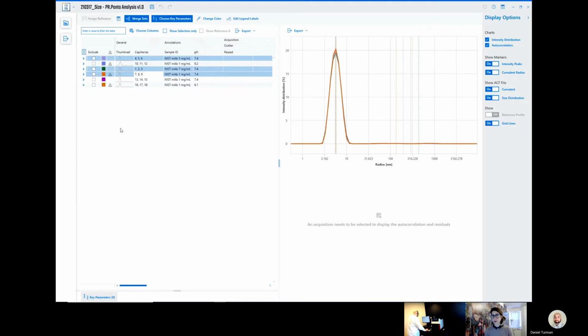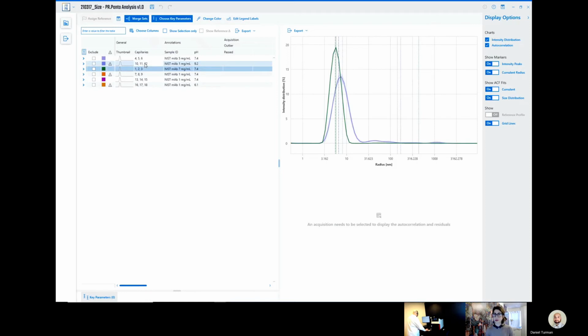Great. Now let's look at our worst condition compared to our best condition. So here is the pH 7, 1 milligram per milliliter in green, very tight peak, but at pH 9.2, it looks very broad. You have some states that are occurring out here, some oligomerization or even aggregation that's occurring. And there are many states within this peak, many more than in this one.